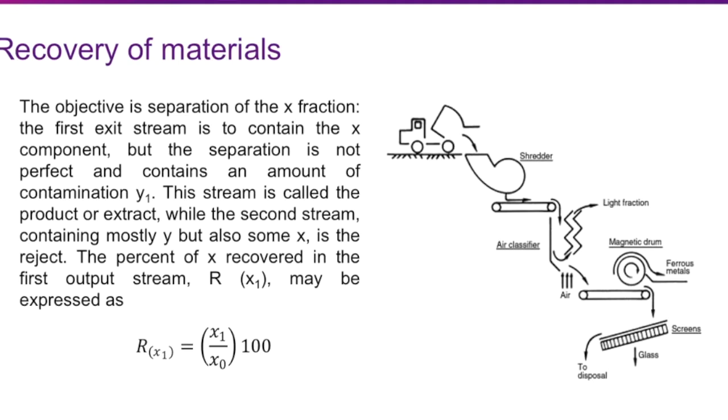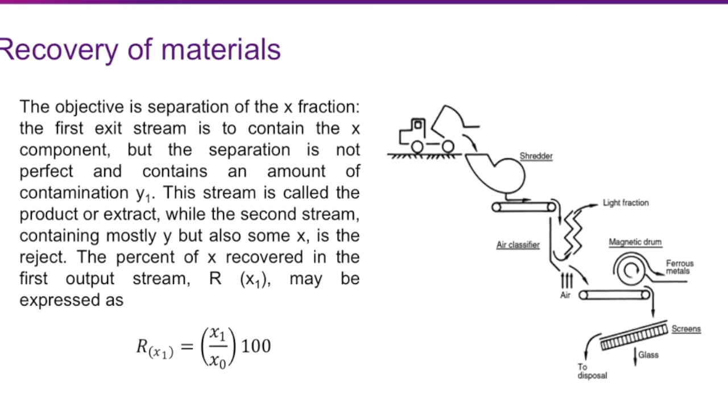As I mentioned to you before, if the equipment is meant to separate aluminum, X will be the target, right? The first exit stream is to contain the X component, but the separation is not perfect and contains an amount of contamination. So the contamination can be other material that are in the mixture, a part of aluminum, in this case, as the example that I have made. This stream is called the product or extract, while the second stream, containing mostly Y, but also some X, is the reject.